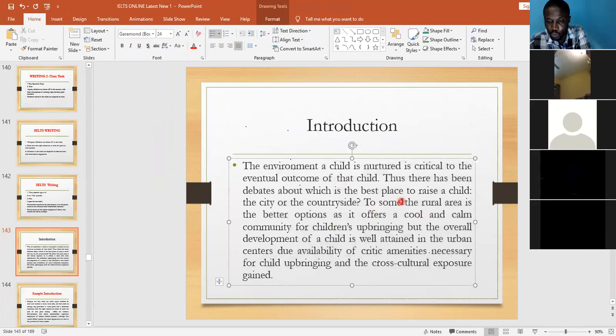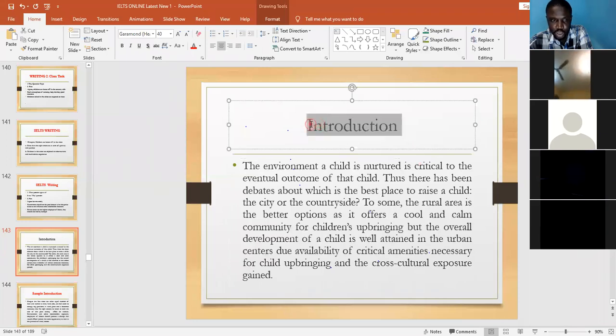I said to some, the rural area is the better option as it offers a cool and calm community for children's upbringing, but the overall development of a child is well attained in the urban centers due to the availability of critical amenities necessary for child upbringing and the cross-cultural exposure they gain. So this is a sample introduction.